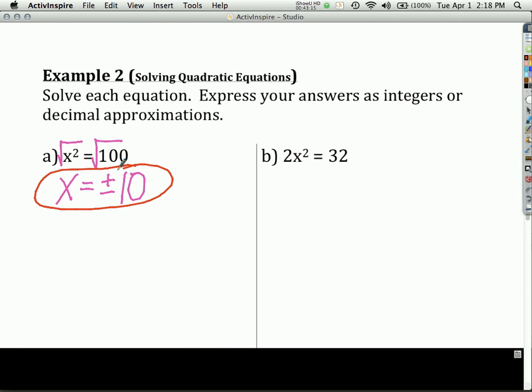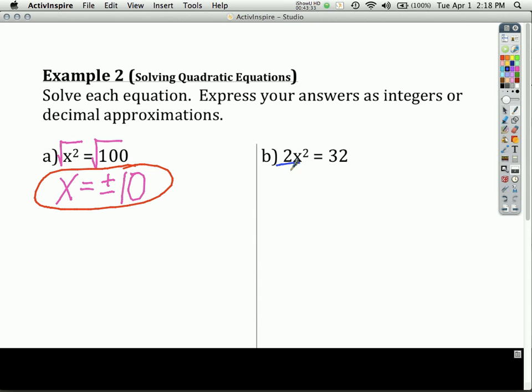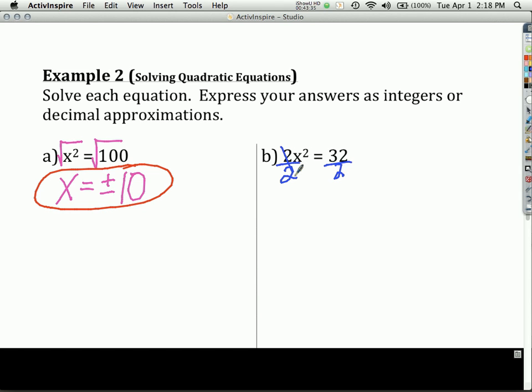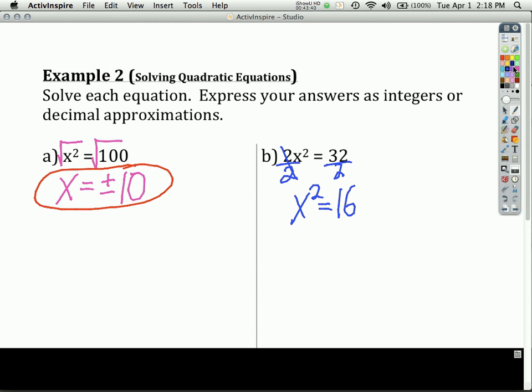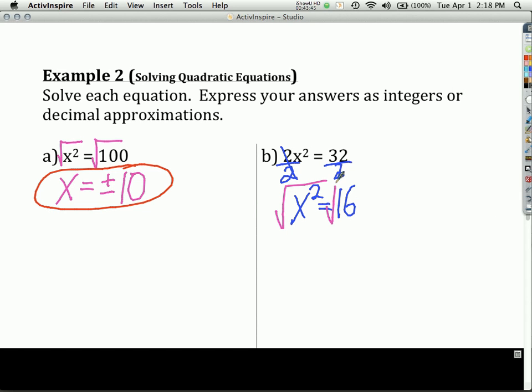Any questions about that? What about part B? My super high level students can do it mentally, but we're going to actually do it. Dalton? Good. Divide everything by 2 to get rid of that 2. You get x squared equals 16. We already did a question that looked just like this. We already know what the answer is going to be. X equals positive and negative 4.